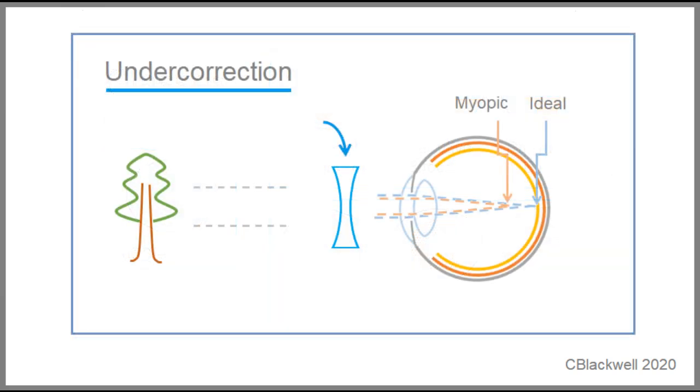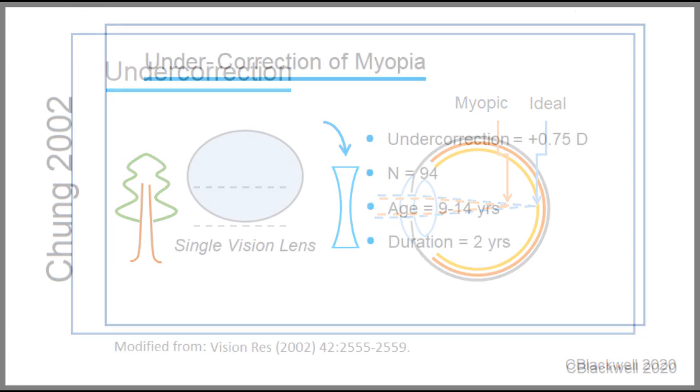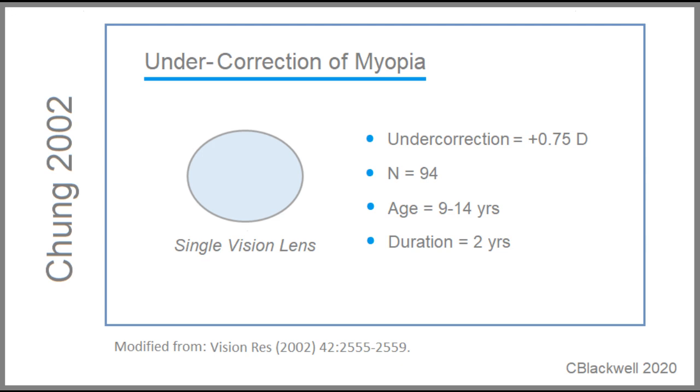The simplest refractive strategy addresses the theory of hyperopic defocus directly by simply undercorrecting the myopia, leaving the eye intentionally myopic. In theory, myopic defocus should result in slower growth. In the Chung study, they undercorrected myopia by 3/4 of a diopter. Note that undercorrecting myopia is the same as making a reading glass.